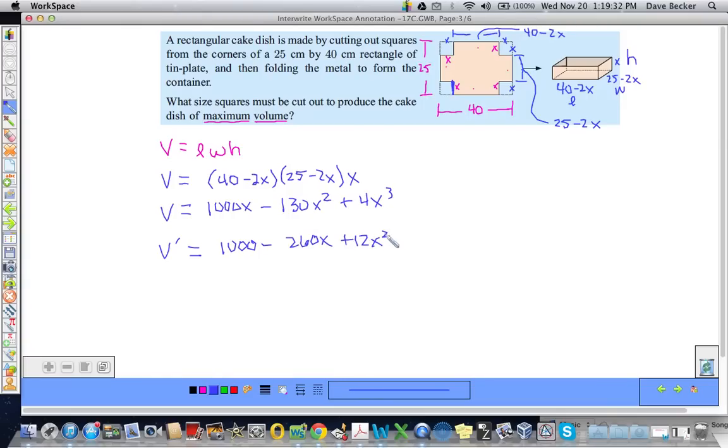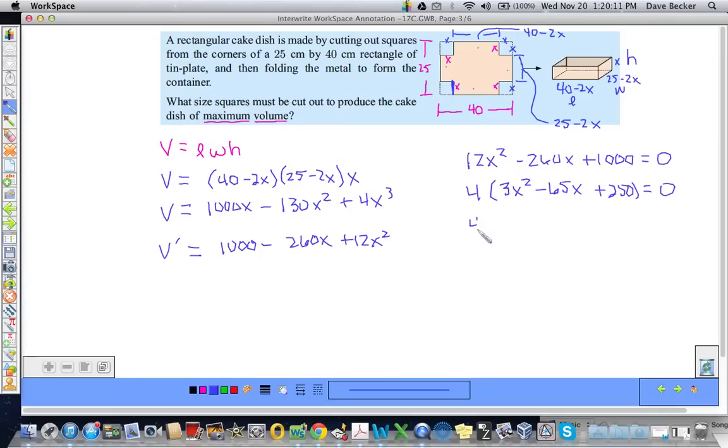And how do we find the maximum of a function? We take its derivative and we set it equal to 0 to try and find a turning point. Okay, so I'm going to rewrite this as 12x squared minus 260x plus 1000, and I'm going to set that equal to 0. I can factor out a 4, and I get 3x squared minus 65x plus 250, and that's equal to 0.